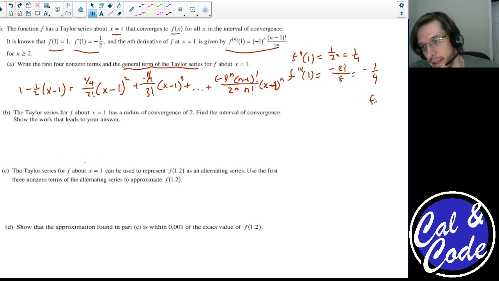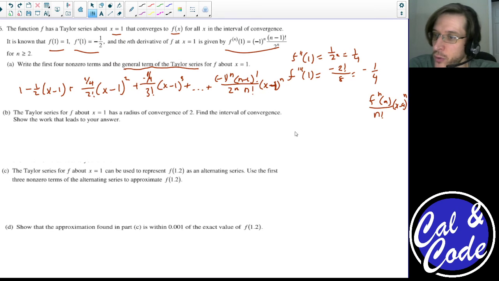If you remember, it's the nth derivative at a over n factorial times x minus a to the nth power. That is the general term. This is the way we find terms in a Taylor series. So then plus dot dot dot. All right, I would like to find the interval of convergence.